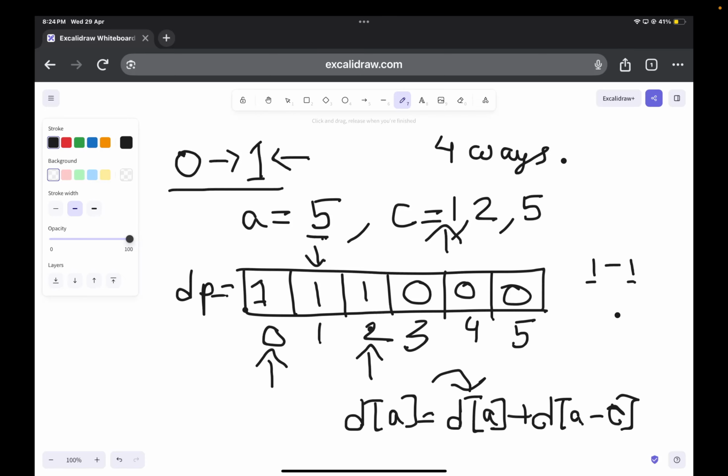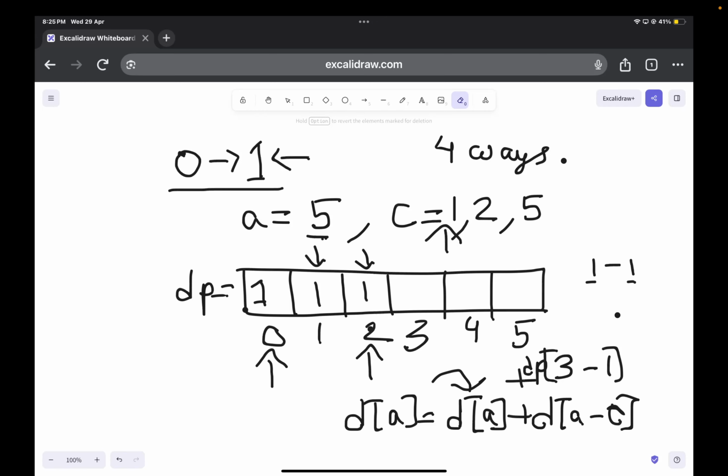DP of 3 is 0 plus, if amount is 3 and you are having 1 rupee coin, it is 3 minus 1. Now you have to find DP of 3 minus 1. What is DP of 3 minus 1? DP of 2. In order to make 2, how many ways are required? It is one way. So 0 plus 1 way is 1. Understanding? These are the number of ways. Don't think it is anything else. So the previous ways was 0, plus 1 way because of DP of amount minus coin.